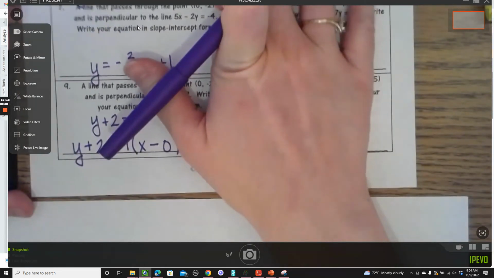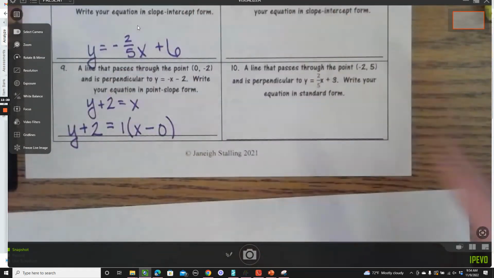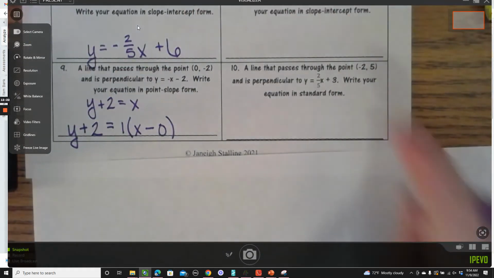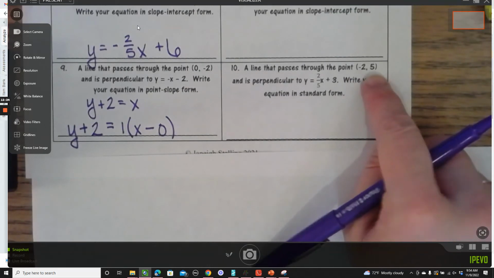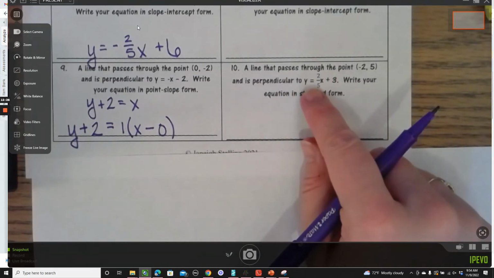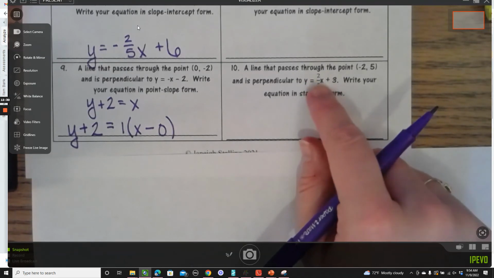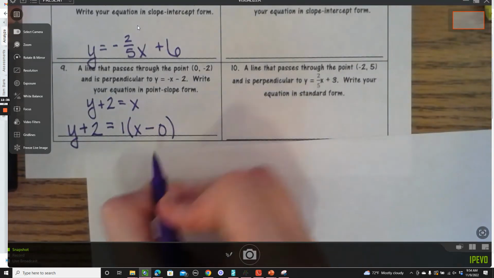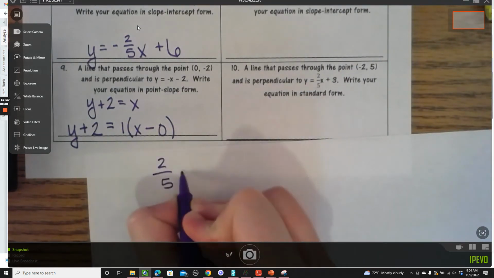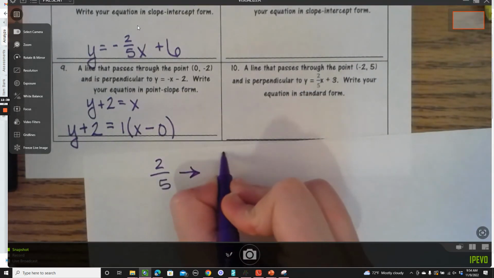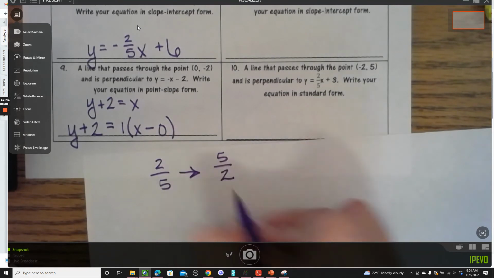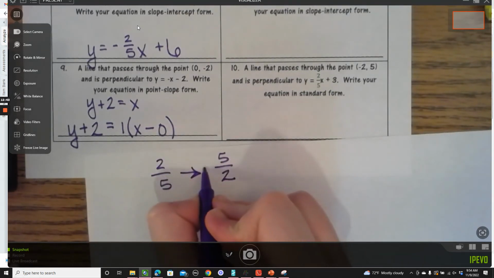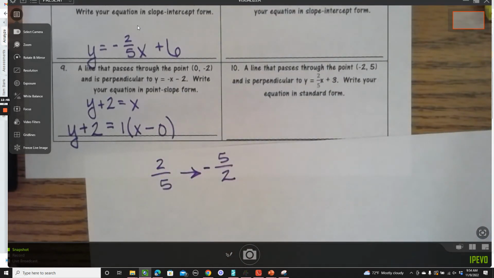All right, we're going to get 10 set up where all you have to do is convert it. So a line passes through the point (-2, 5) and is perpendicular to y equals 2/5 x plus 3. What's the slope of this? 2/5. So we have to do negative reciprocal. Flip it on its head, change the sign. This one's positive, so this one's negative.